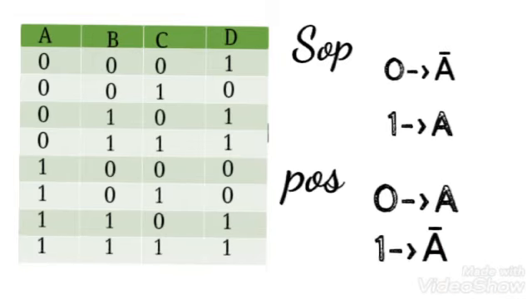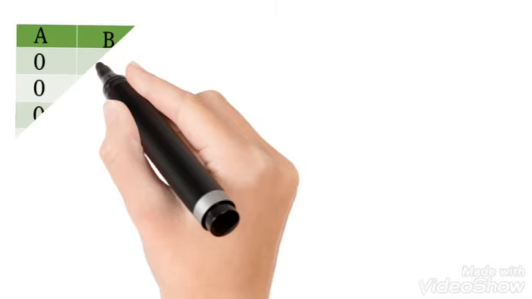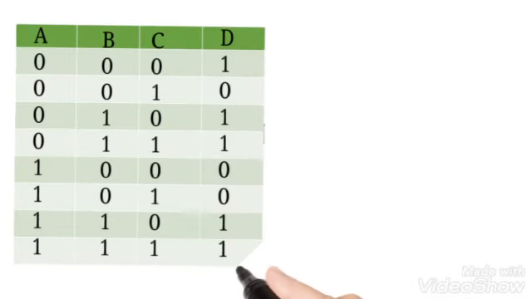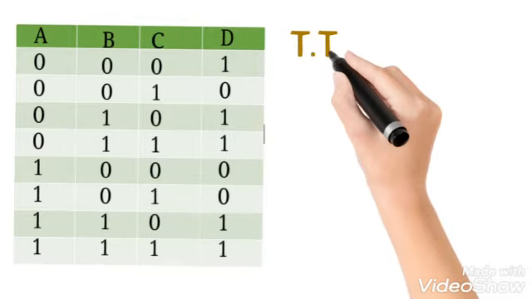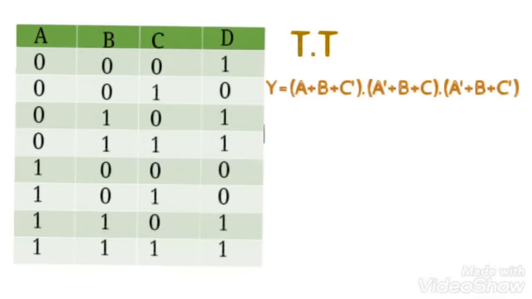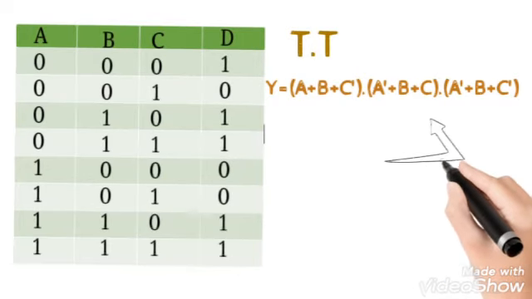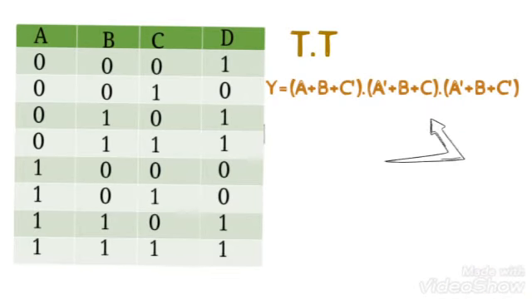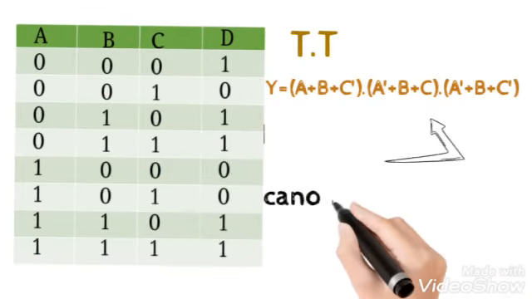Again, see the truth table and the canonical form. We get the expression y is equal to A plus B plus C bar into A bar plus B plus C into A bar plus B C bar. This is called POS form.